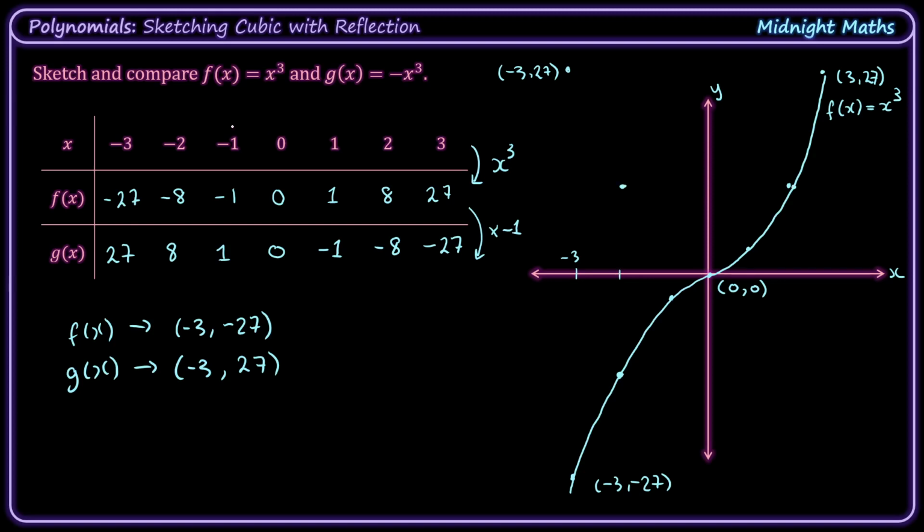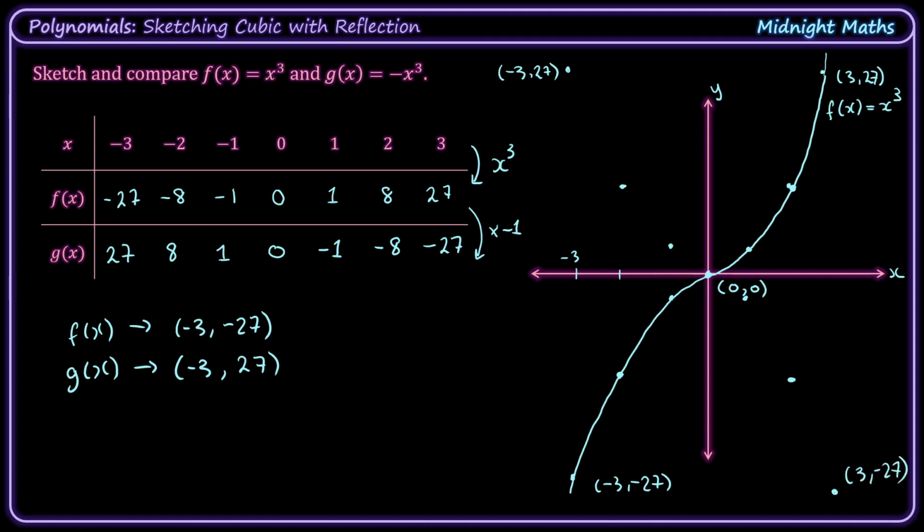Negative 1 and 1 does the same thing. It's going to end up approximately there. Now it still goes through 0, 0, so it still goes through the origin. And for the positive x values, it's going to have negative y values. So instead of positive 1, 1, it's positive 1, negative 1. Down here, we have 2 comma negative 8. So from 2, we go down to negative 8. And from 3, we go all the way down to negative 27, around here. 3 comma negative 27.